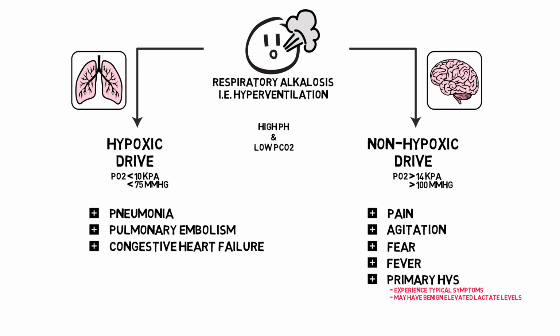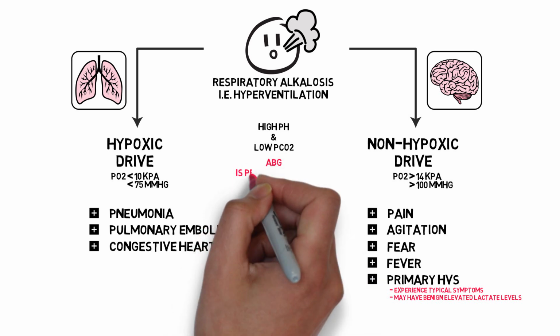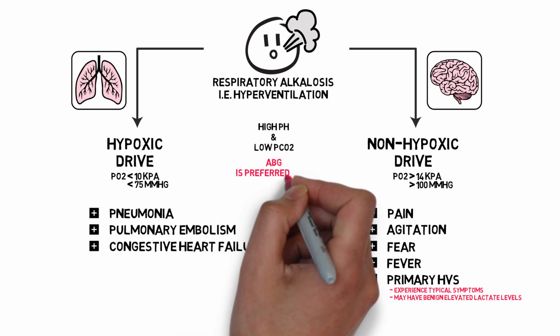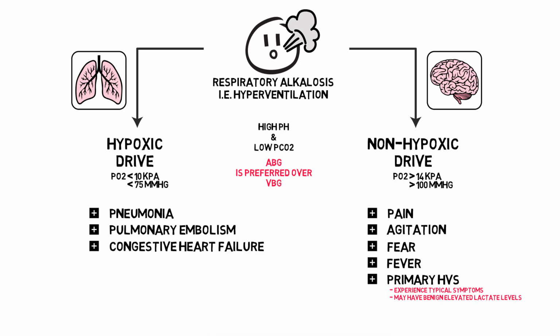So how do you distinguish the two? Please, don't deprive your patient of his or her oxygen. If your patient needs oxygen, it's pretty obvious there's some sort of hypoxic drive. In this workup, however, an arterial blood gas is preferred over a venous blood sample for obvious reasons. If PO2 is low to lower limit of normal, think hypoxic drive. If PO2 is high to upper limit of normal, think non-hypoxic drive.